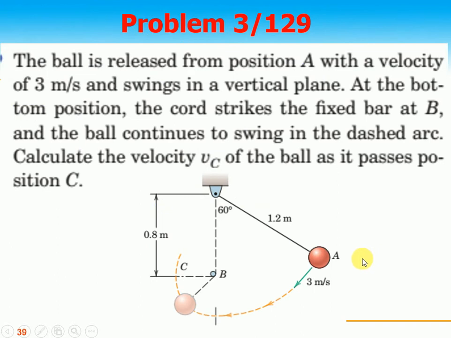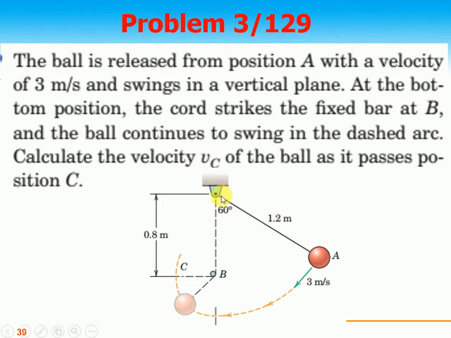Let's go to problem 3-129. The ball is released from position A with a velocity of 3 meters per second and swings in a vertical plane. At the bottom position, the cord strikes the fixed bar at B, and the ball continues to swing in the dashed arc. This arc in this way. It is basically swinging in this way, right? Calculate the velocity vC of the ball as it passes position C. When it passes position C, what is the velocity?